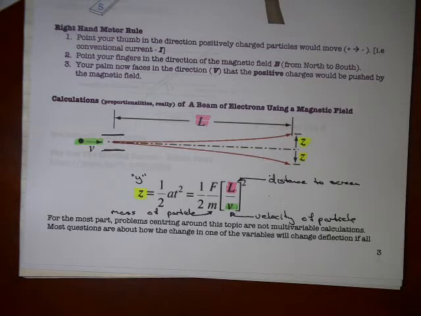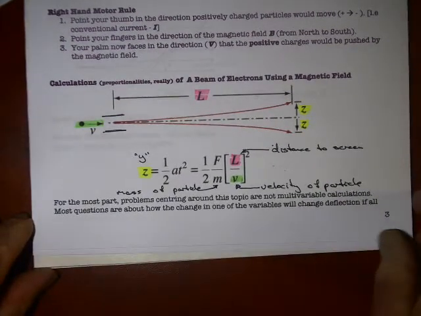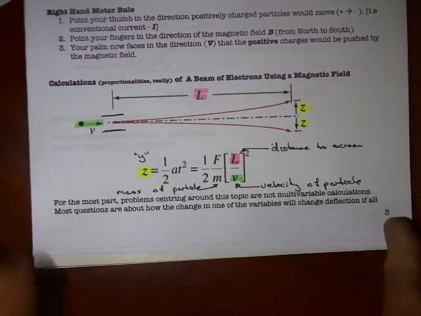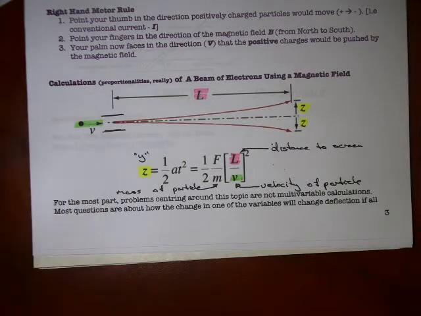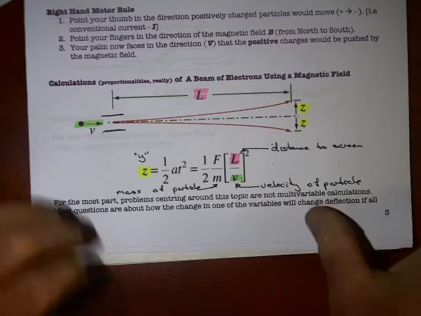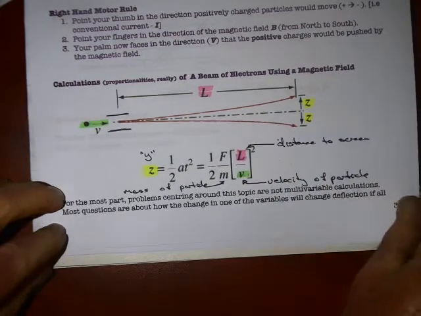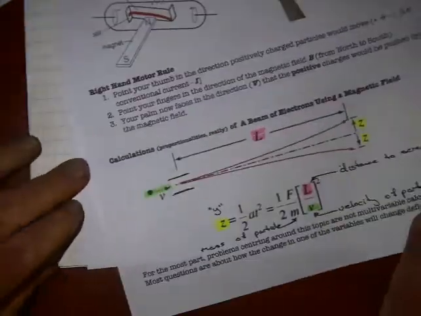At the bottom of the page, continuing on to the next, there's a statement that says, for the most part, problems centering around this topic are not multi-variable calculations. In other words, they don't give you a whole bunch of data and then you plug them in. For the most part, it's just comparing things, so if all things are held equal. And so that's where this question comes in that we wanted to deal with.